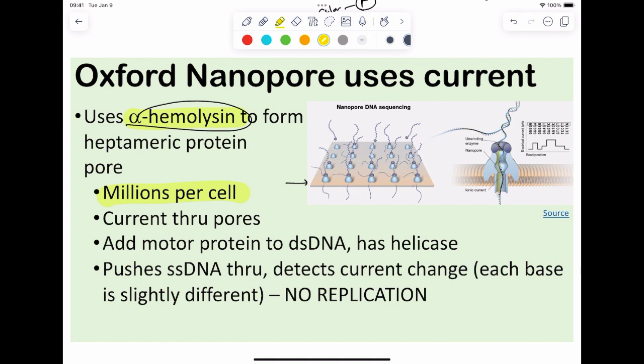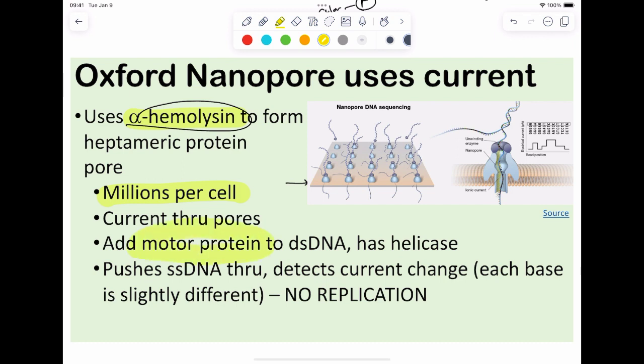Each nucleotide has a different shape, has a different set of electrical properties, which means each of them conducts electricity just a little bit differently. So what if you could detect the changes in the electrical properties of each nucleotide? Then you can sequence without replication. And that's what this is.